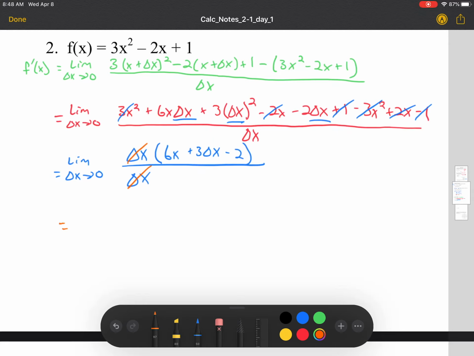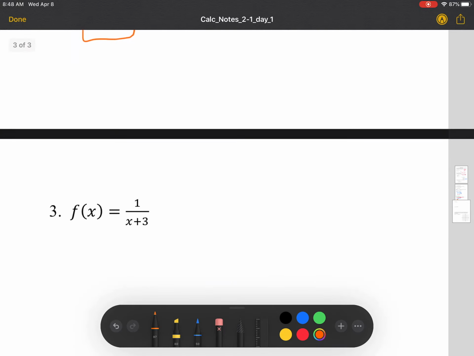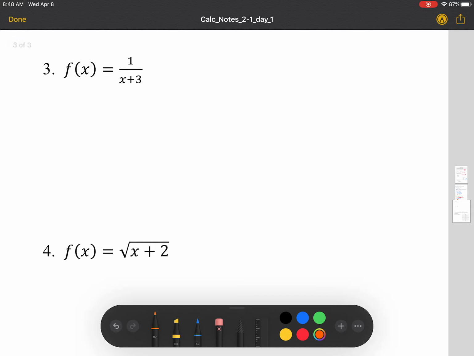And so when we take the limit as delta x goes to 0, right, we're just plugging in our 0 for our delta x. We should be left with 6x minus 2. Okay? All I did was plug that 0 in for our delta x. Hopefully we're starting to understand this process a little bit more.